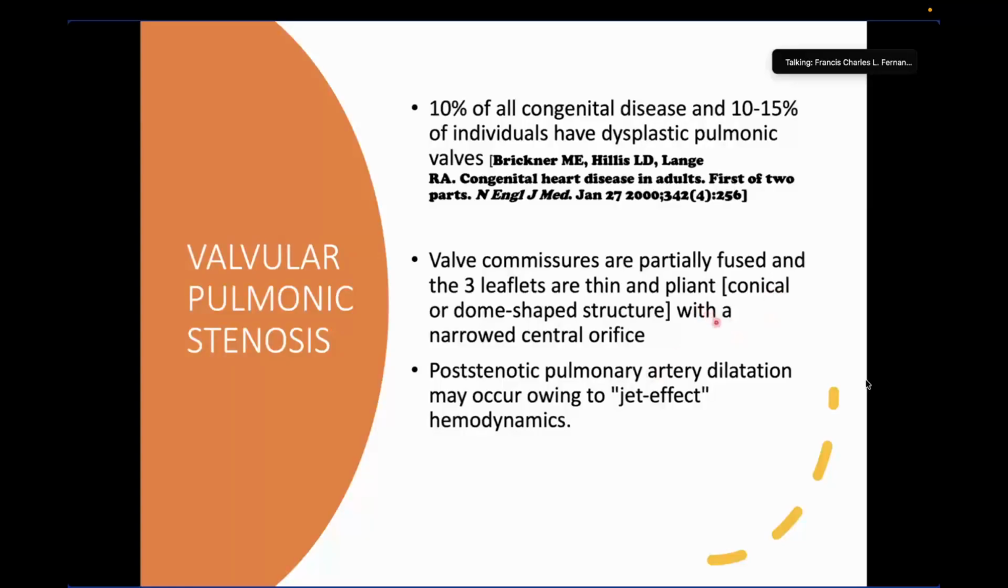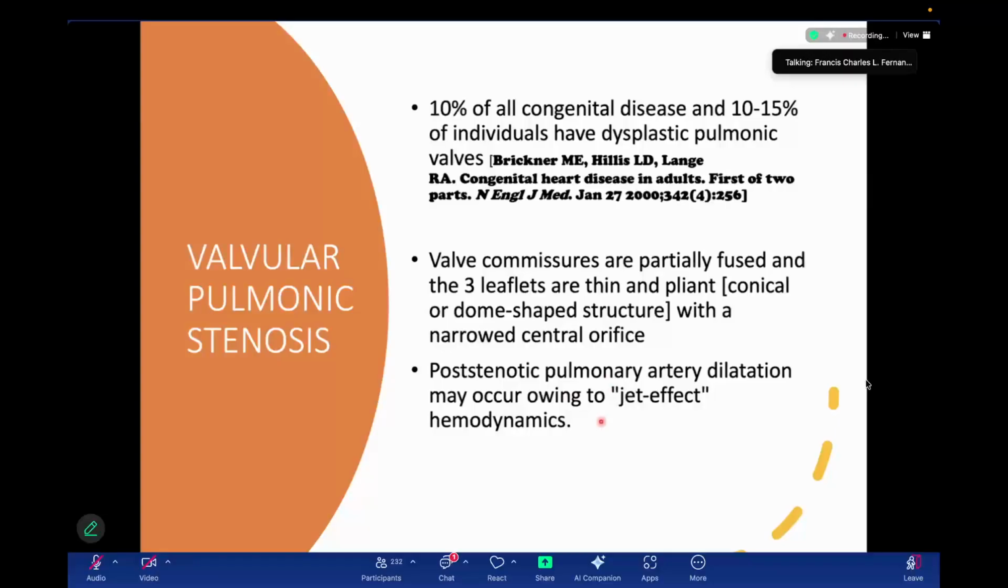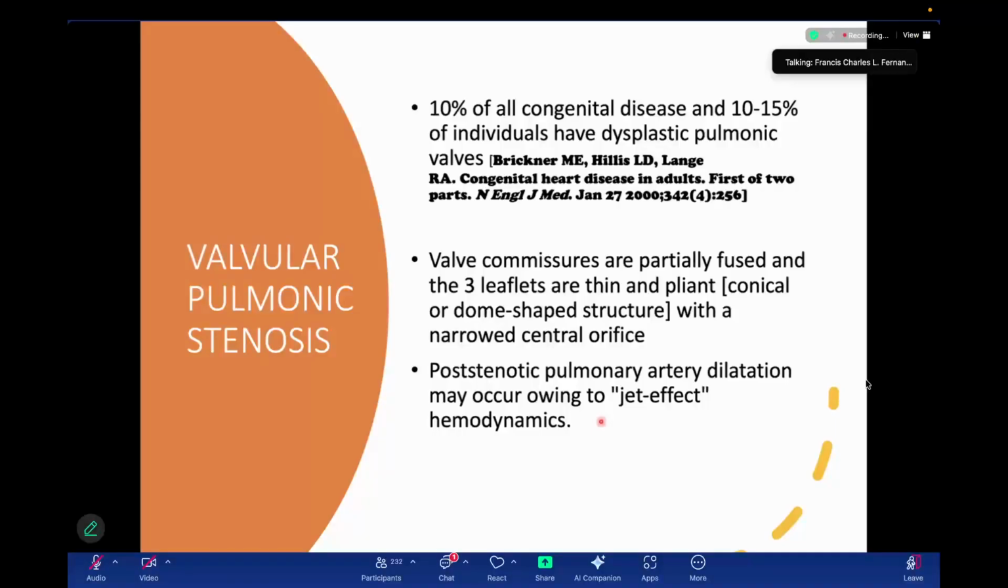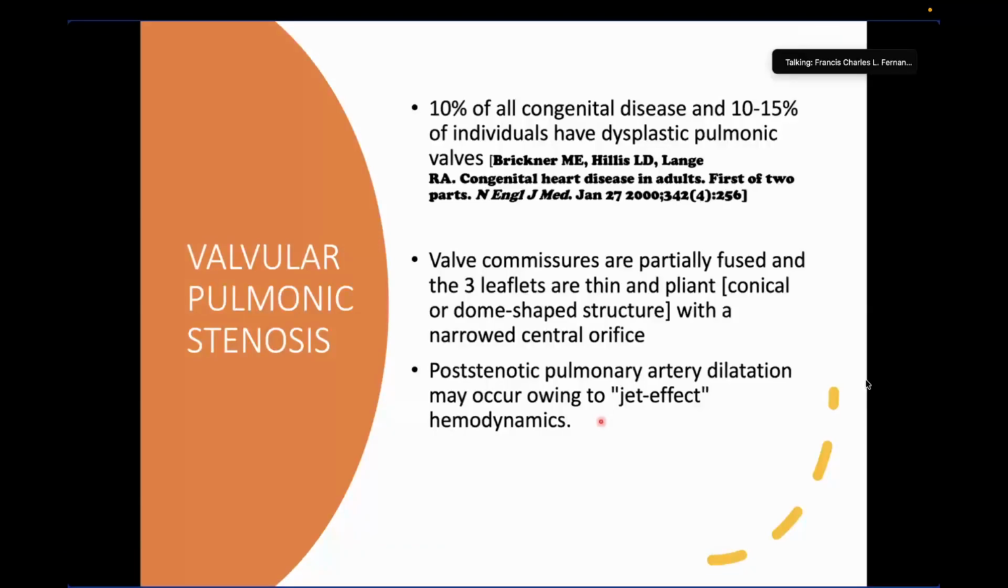So the valve commissures are partially fused and the three leaflets are thin and pliant, so conical. So they have a jet effect. Post-stenotic pulmonary artery dilatation may occur due to the jet effect. So what do you hear in these lesions? Similar to the right second parasternal border for the aortic valve, for your PS you listen to the left parasternal border. So it's also an ejection murmur, high pitched.